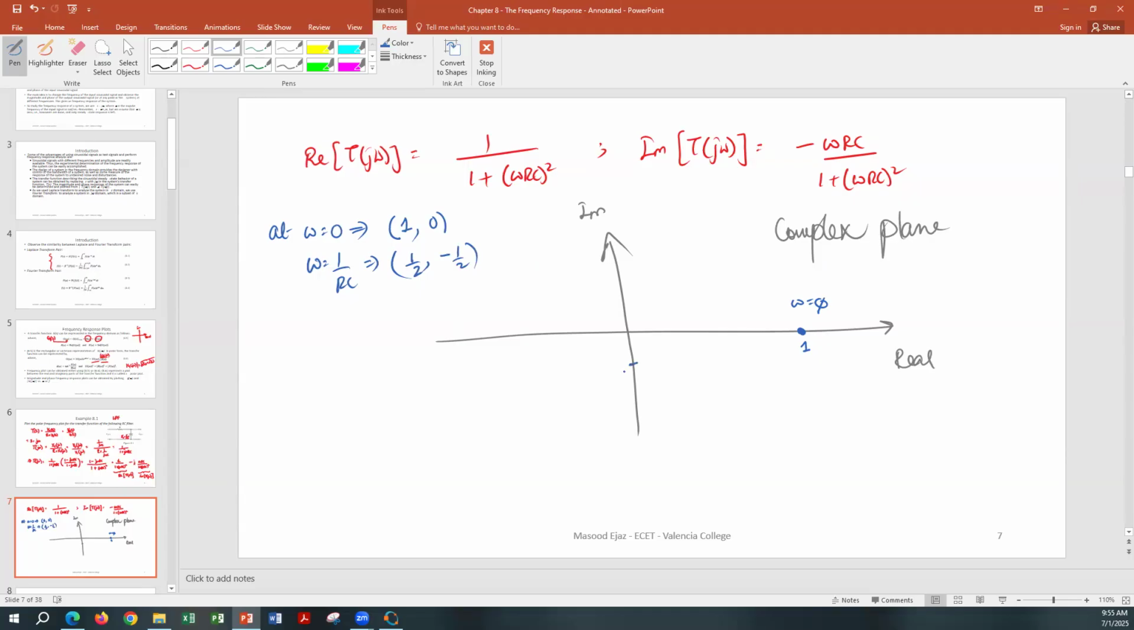So if I mark negative 1/2 here and 1/2 here, then this will be my point for omega equal to 1 over RC. So basically, I'm moving from 0 to this point in this direction.